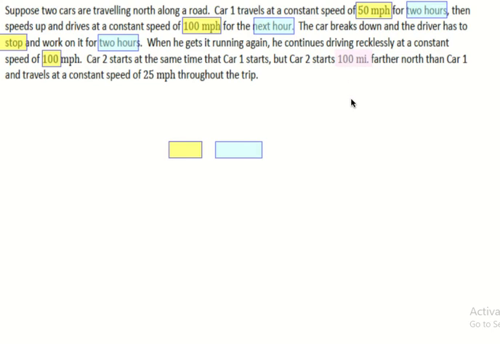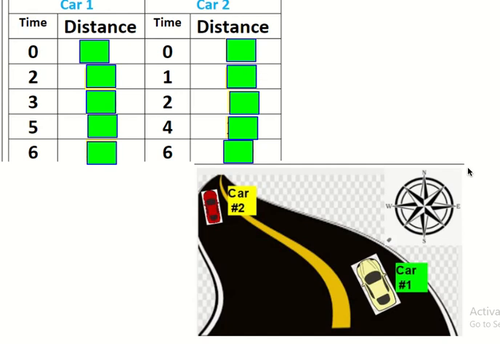So they don't start at the same place. And what's really cool about car 2 is it travels at a speed of 25 miles per hour throughout the trip. So it has a constant rate of change of 25 miles per hour. So now we can go to the table, use this information, and fill in what we know.